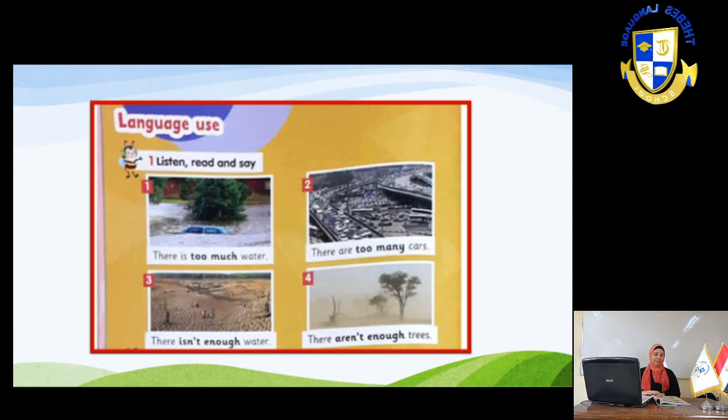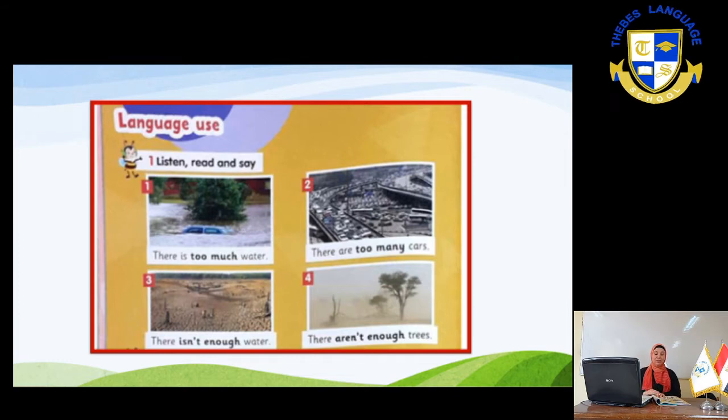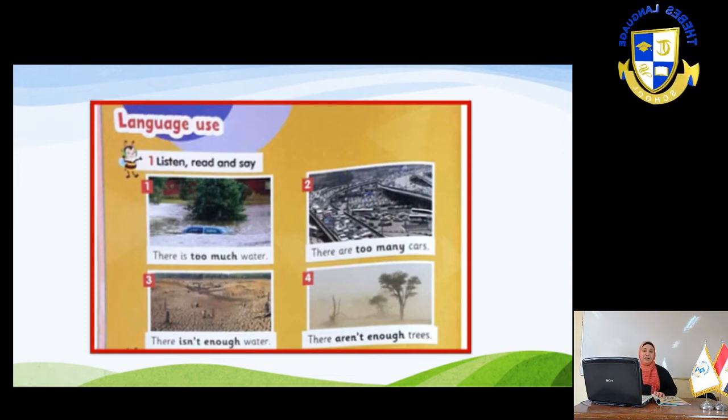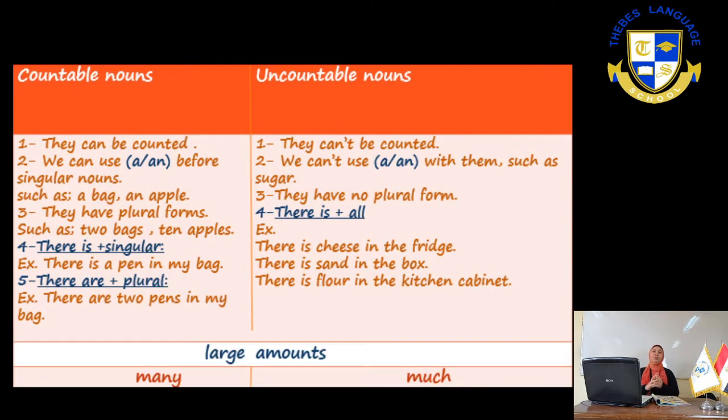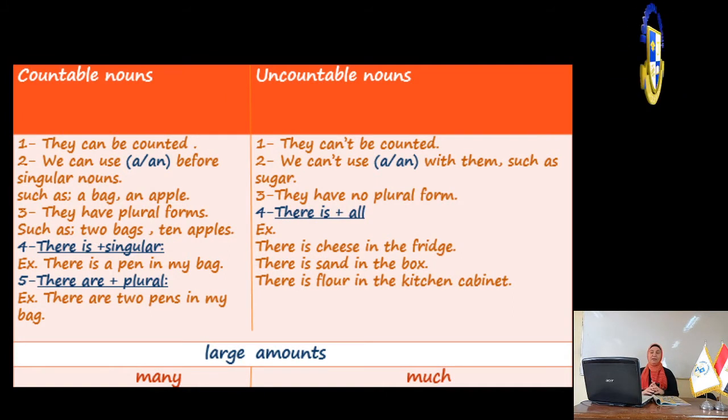Number 3, there isn't enough water. Number 4, there aren't enough trees. Okay, next slide. Of course, you know what I'm talking about now because you have known this before.